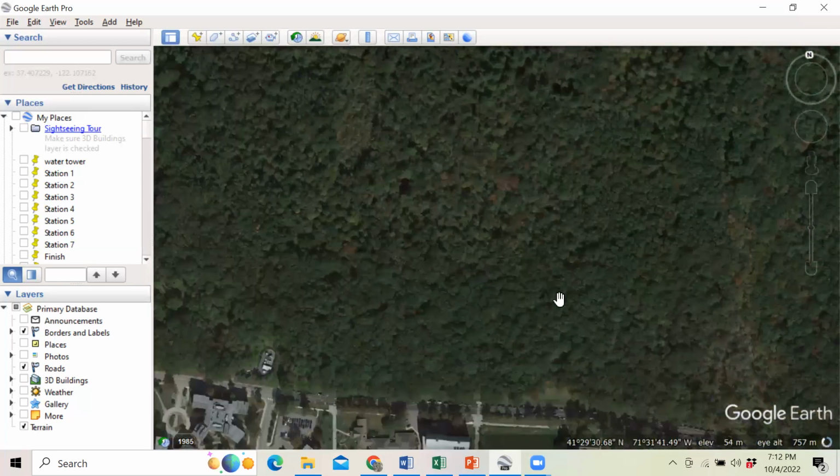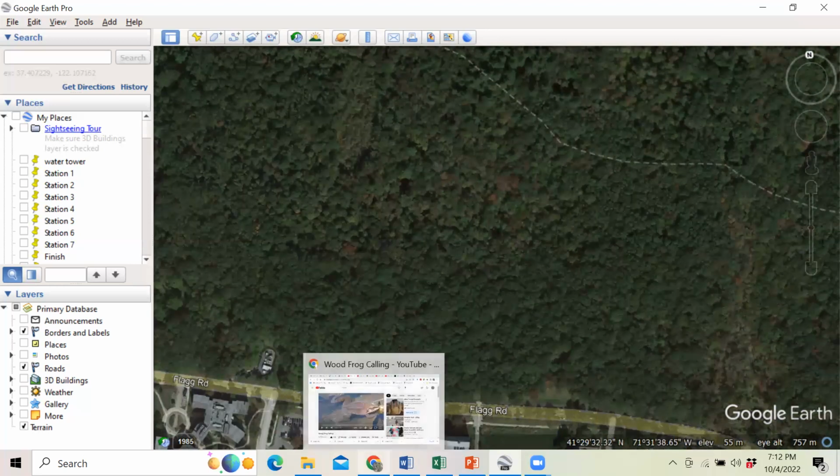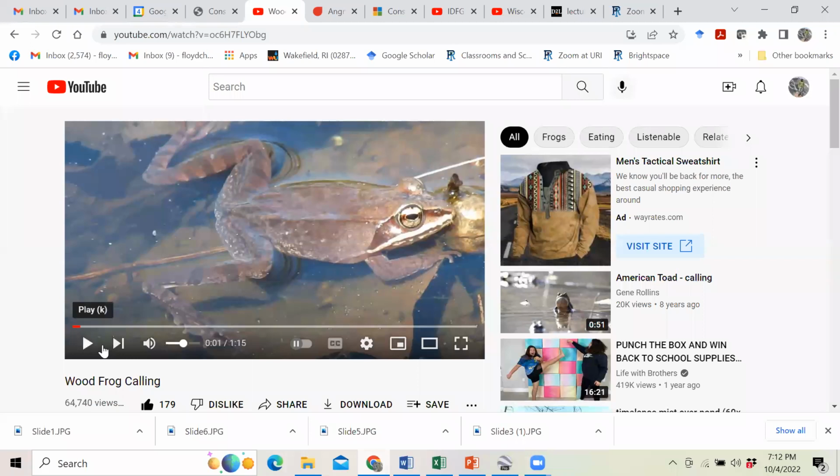But in these ephemeral ponds, wood frogs will breed in some of them, and when they breed, they are pretty easy to find because they call. So this is kind of the sound of spring, early spring in Rhode Island.